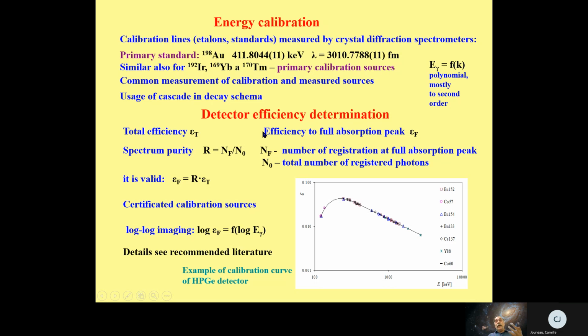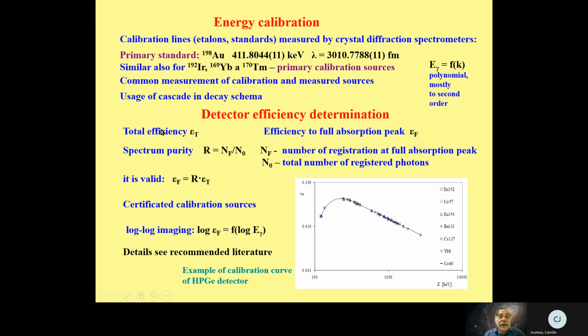Second necessity, you need to know the intensity of detected gamma radiation, and for this it's necessary to know the detector efficiency. It's necessary to determine the efficiency of the detector. There are two different efficiencies. The most important is the efficiency for the full absorption peak. That means detection in the full absorption peak. This is named epsilon F, that means photopeak.